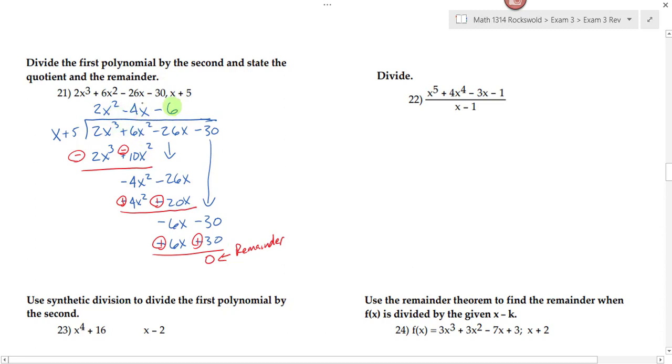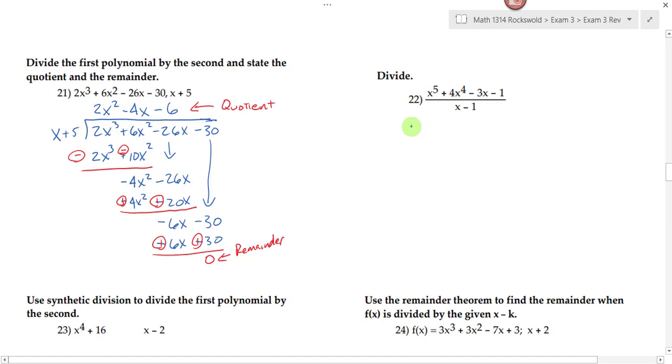So what does that mean about this x plus 5? It's actually a factor of this polynomial, and my quotient will be the 2x squared minus 4x minus 6. Now, do y'all want to do synthetic division on this one?